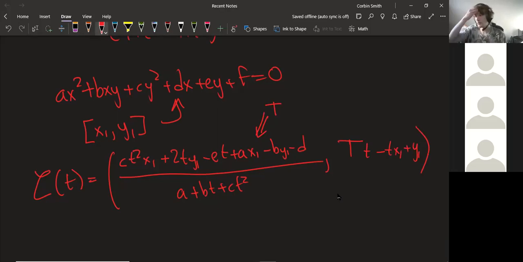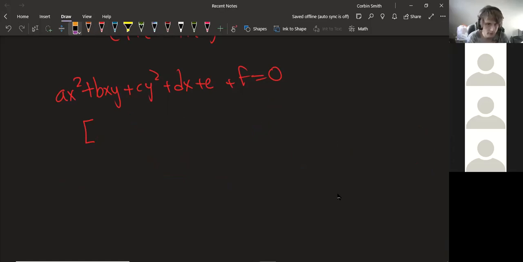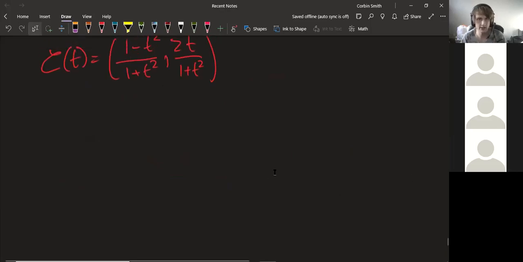So that thing will actually parameterize any conic of this form, assuming that you have an initial point on it. The algebra for that is a little bit crunchy, but it's worth your time to do it exactly once. So anyway, now let's get into something that looks like it's completely unrelated, but we will come back around to show what it is.